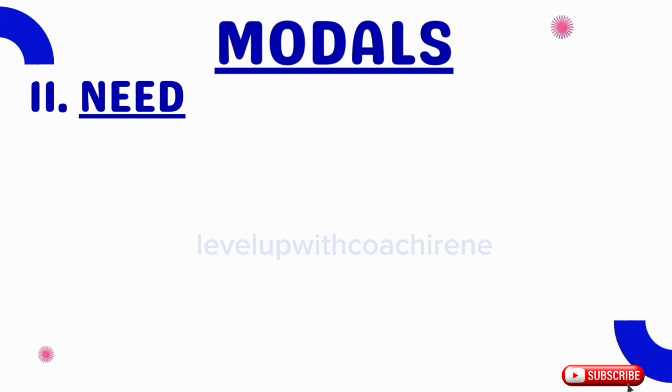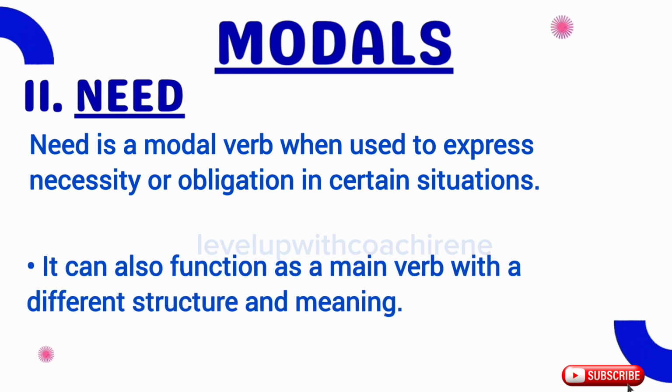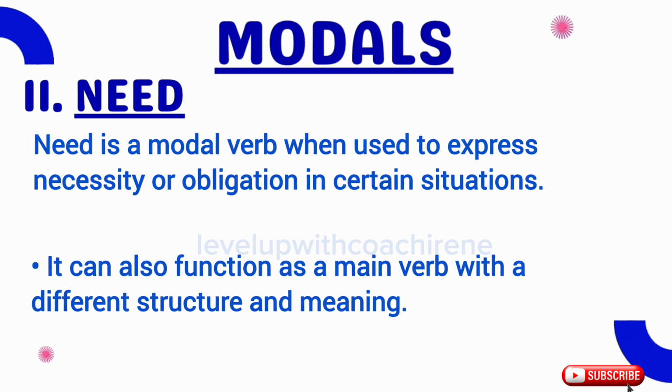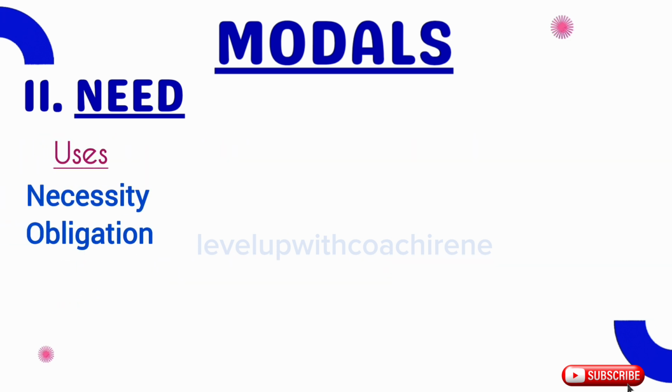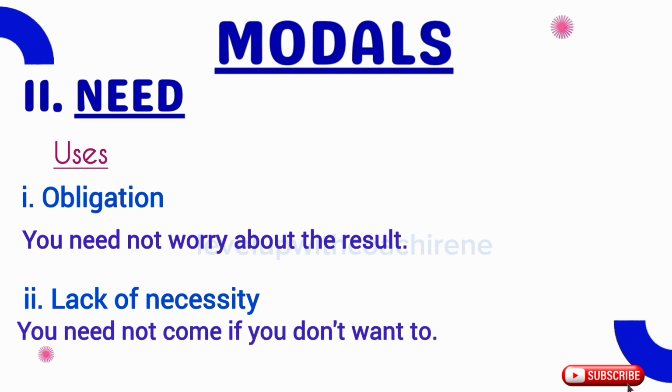Number 11, need. Need is a modal verb when used to express necessity or obligation in certain situations. It can also function as a main verb with a different structure and meaning. Need is used to express necessity or obligation. For example, you need not worry about the results. Number 2, to express lack of necessity. You need not come if you don't want to.